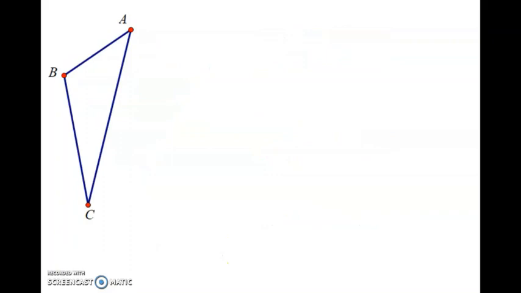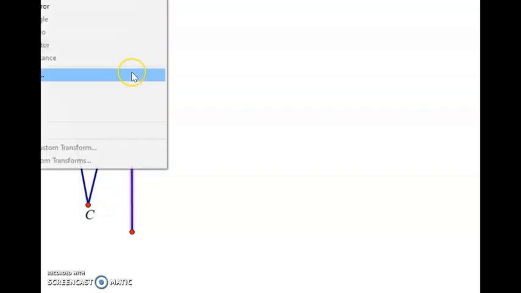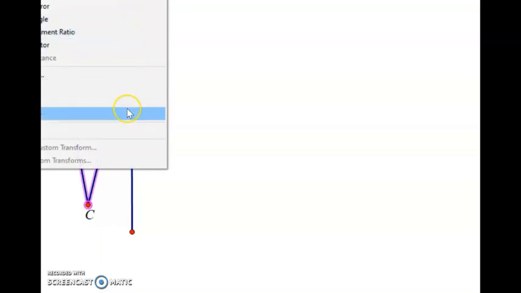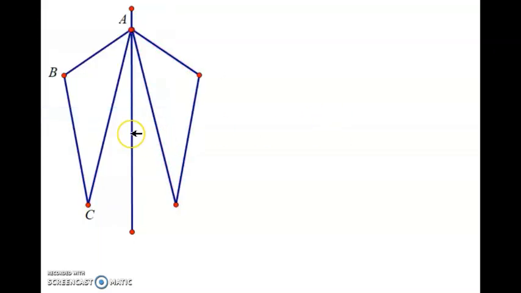Let's look at the same triangle again, but this time I'm just going to run a point through, or a segment I should say, through point A. Then I'm going to reflect triangle ABC. Once I mark this a mirror, I'm going to reflect this triangle over that segment.